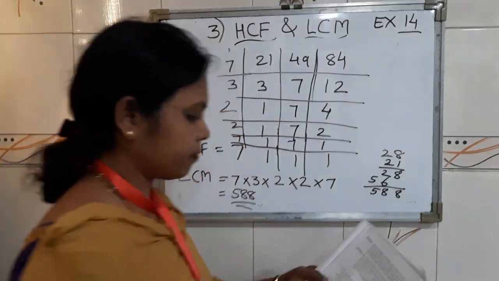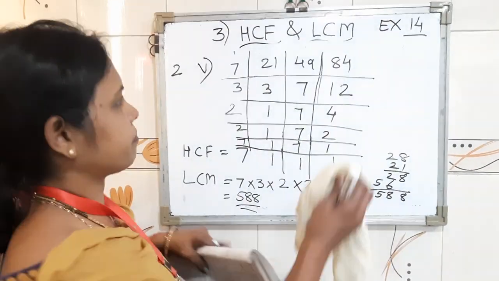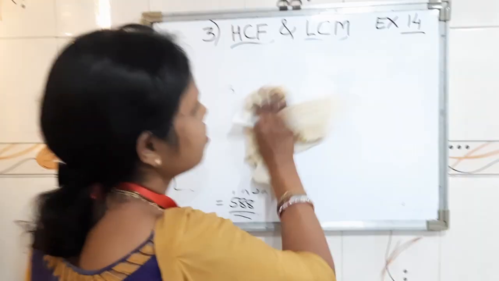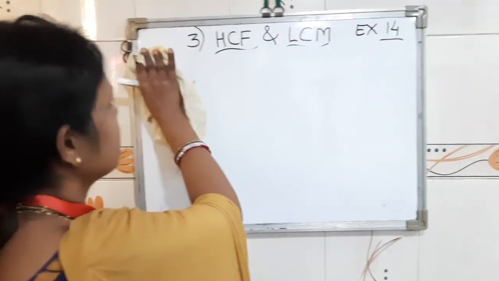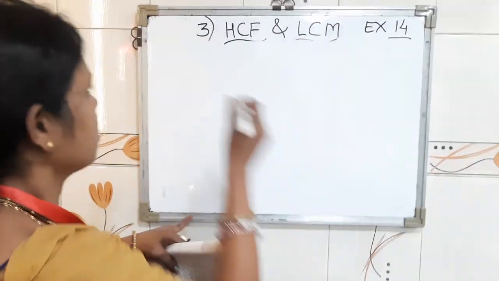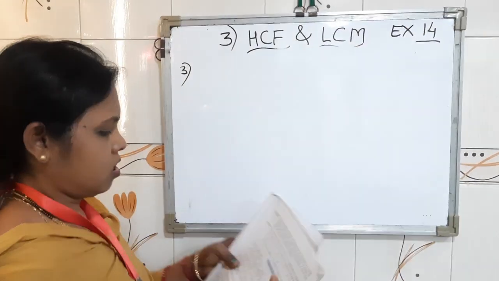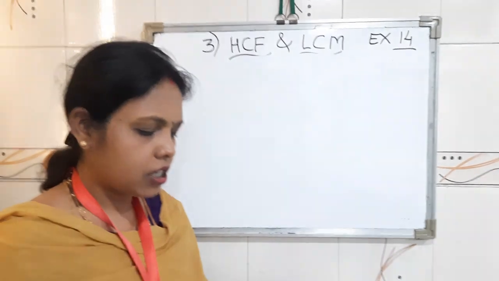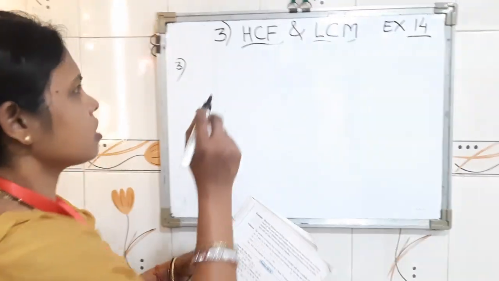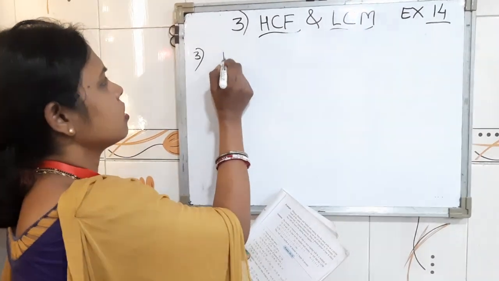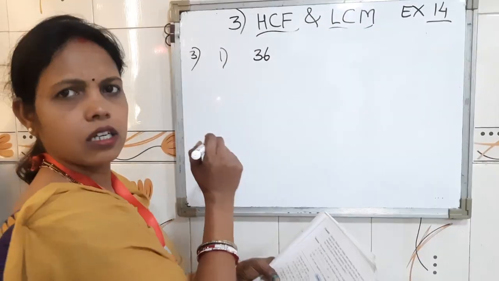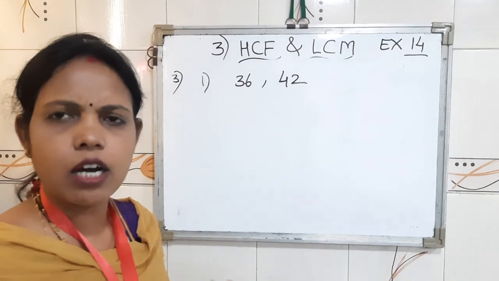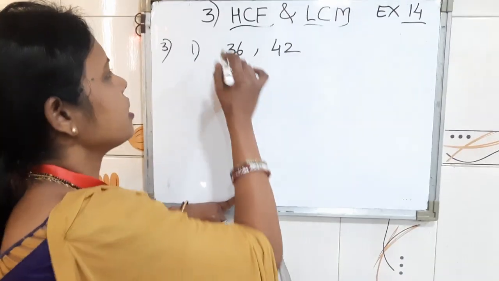Next question. Question number 3. Third one is find the LCM. So children, the question asks 36, 42. Here we are going to find out the LCM.